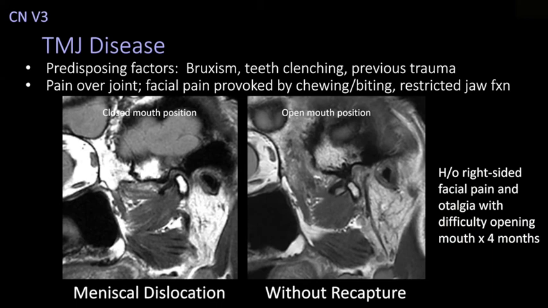and restricted jaw function. And here in this patient who had a history of right-sided facial pain, otalgia, and difficulty opening his mouth for 4 months, you can see anterior dislocation of the meniscus. The entire meniscus is anterior to the mandibular condyle, and it remains anterior to the condyle in the open mouth position. So these findings are consistent with meniscal dislocation without recapture, and it's the source of this patient's otalgia and facial pain.